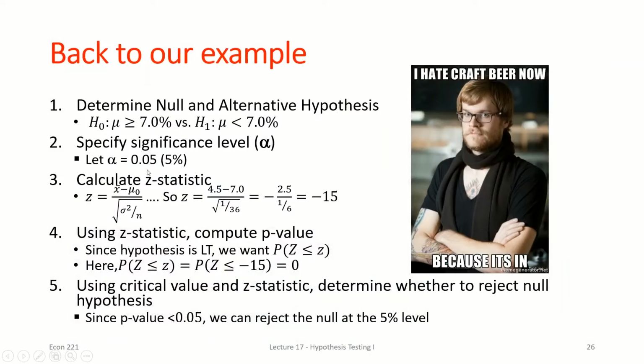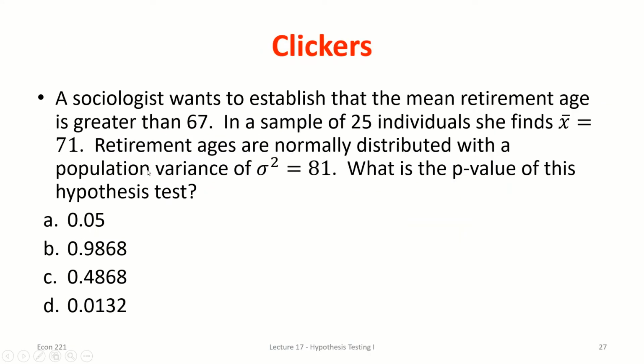So let's go to our next example and think about how we would solve this. We had this one earlier where a sociologist wants to establish the mean retirement age is greater than 67. So we want to test for whether or not it's greater than 67. Right away, if we're thinking about our null and alternative, that'd be the first thing we need to identify. What we want to test for is the alternative. What you want to test against is the null. So here what we want to test for is that it's greater than 67.